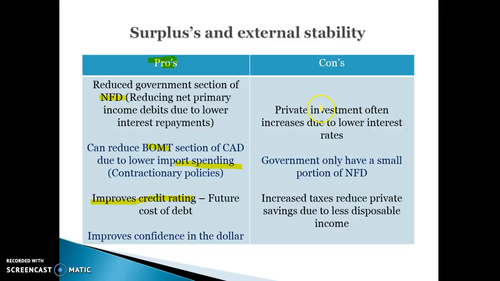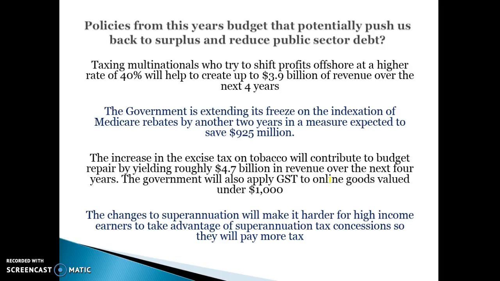On the negative side, private investment often increases because of lower interest rates when we run surpluses, because of the crowding in effect. The government can't really solve the private sector part of net foreign debt. They can only look at their net foreign debt. And thirdly, increased taxes reduce private savings due to less disposable income. So if we increase taxes to run a surplus, that can help to reduce public sector debt, but it can lead to more private sector debt because people are forced to borrow to fuel their spending because they have a lower disposable income.